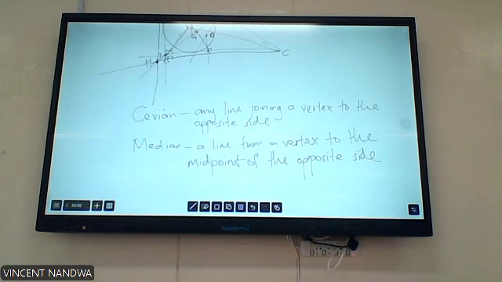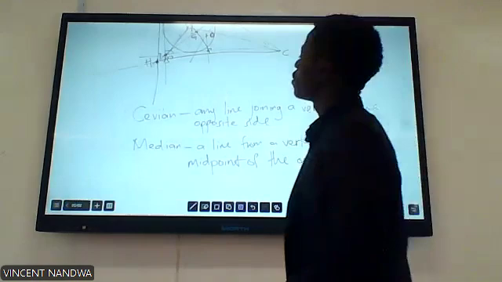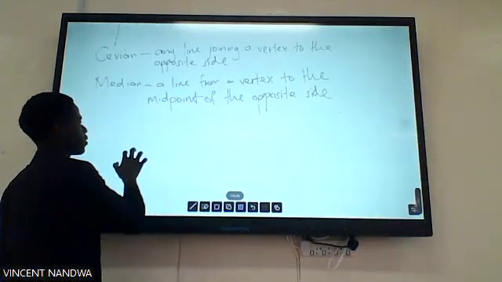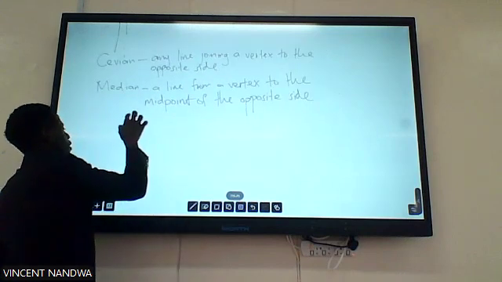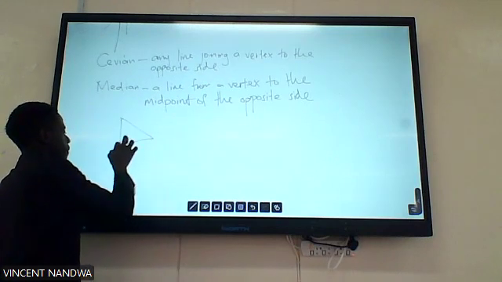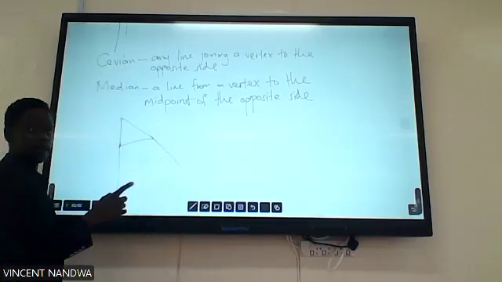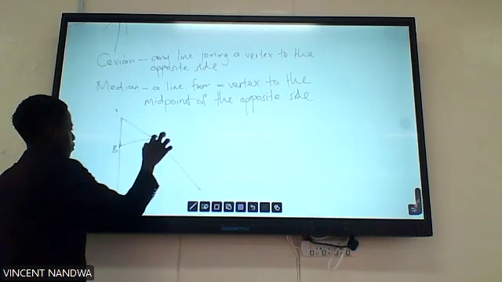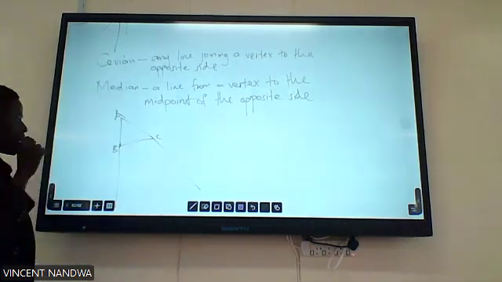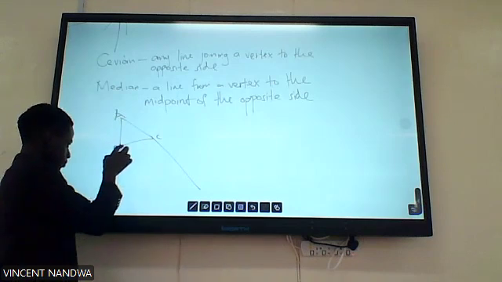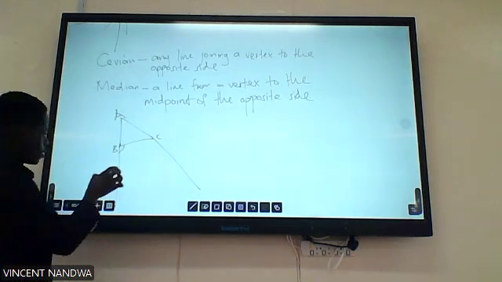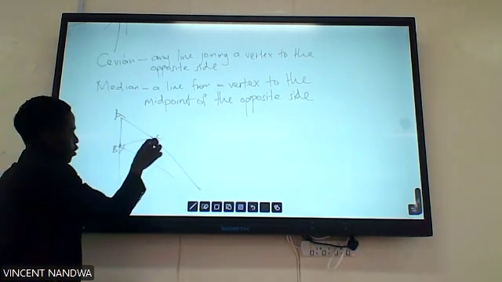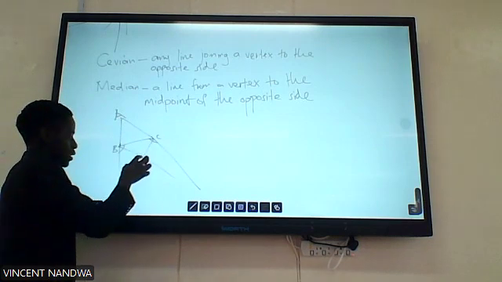There's something interesting I've forgotten here, the X center. So if I have a triangle ABC, and I bisect the external angle ABC, this external angle, and I also bisect the external angle ACB, this angle here, they'll meet at a point.